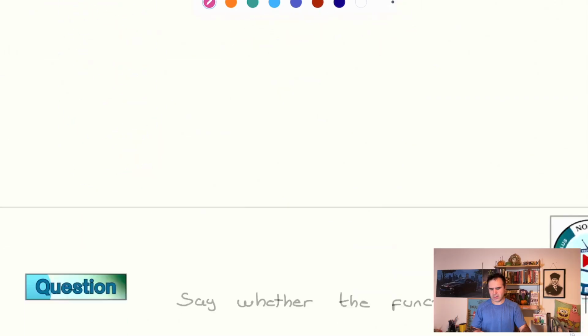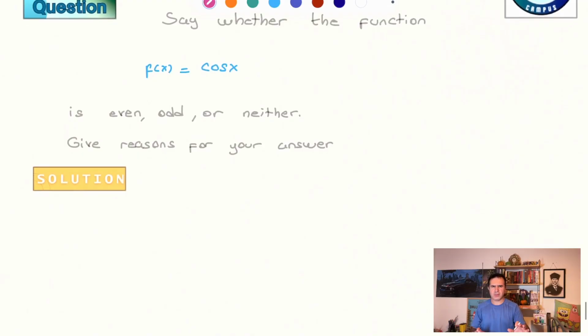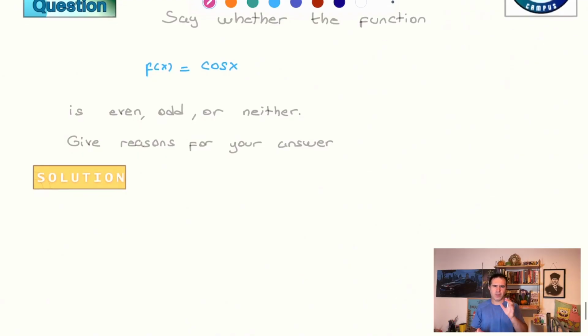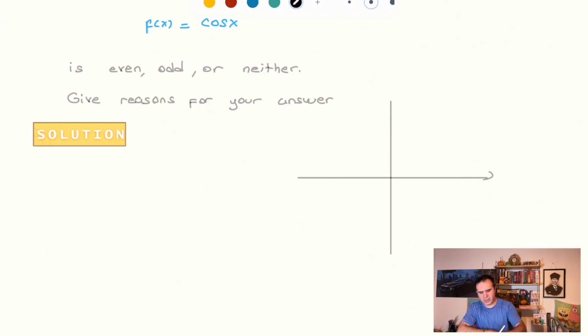Now, next question. Say whether the function f of x equals cosine x is even, odd, or neither. Again, let's determine whether it is even, odd, or neither by calculating f of minus x and comparing it with f of x. For the function f of x equals cosine x, you may not know what cosine of minus x means. Again, I will draw a unit circle for the cosine function.